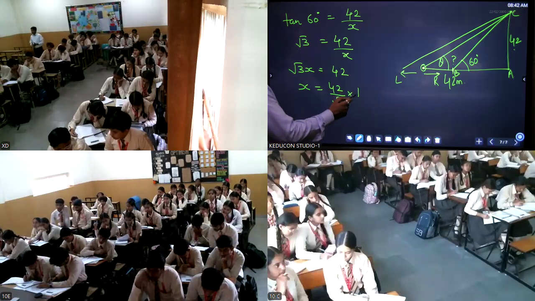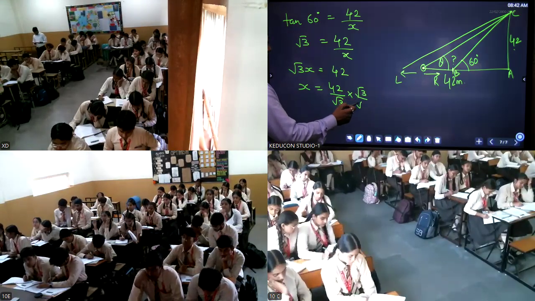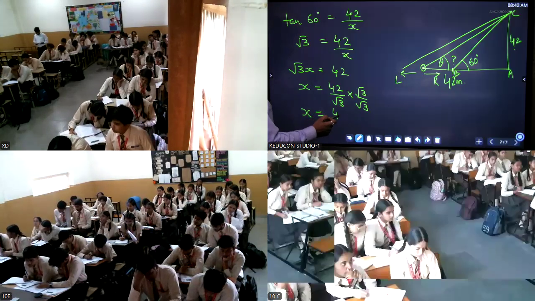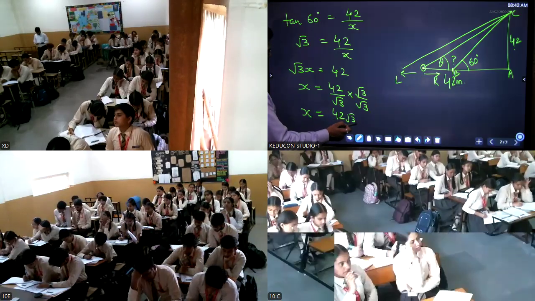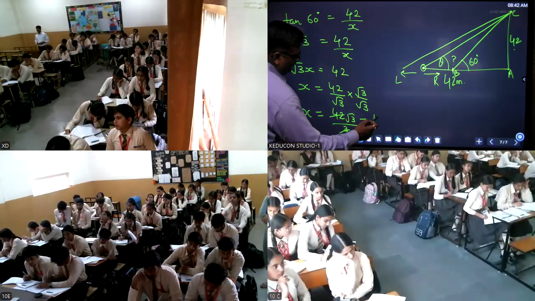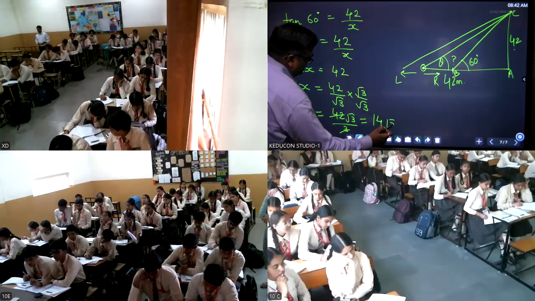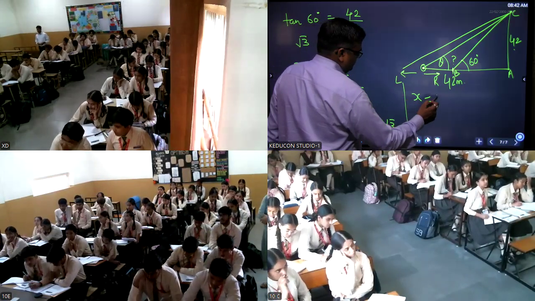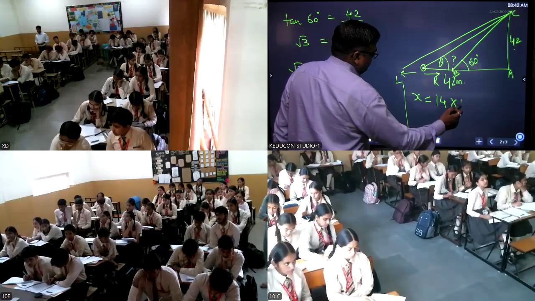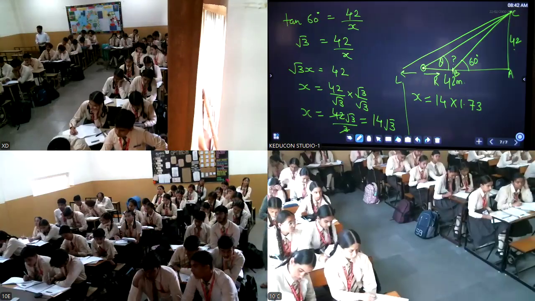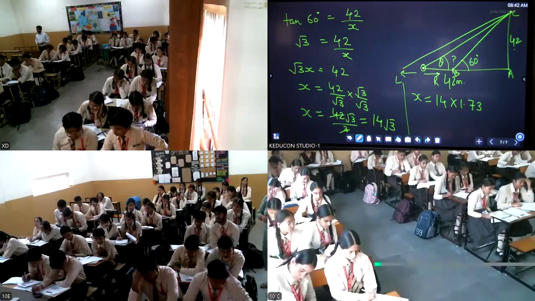इसको रैशनलाइज कर दिया आगे, राइट? सो दिस कम्स आउट टू बी 42 √3 अपॉन 3. सो 3 से कैंसिल हो गया. सो दिस कम्स आउट टू बी 14 √3. नाउ टेल मी व्हाट इज द वैल्यू ऑफ √3? 1.73. अब इसकी कैलकुलेशन करके आंसर बताइए जी.